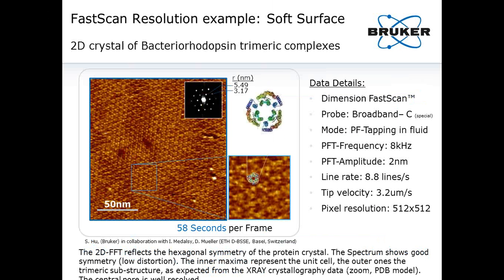This is a high-resolution example on the very soft end of the spectrum, a 2D lattice of protein complexes suspended on a mica surface in buffer solution. A soft cantilever was chosen for this experiment. The 2D FFT analysis gives a good indication of resolution. The hexagonal lattice is clearly visible with the second order at 3.17 nanometers and sharply defined maxima in the spectrum. We will look at some more interesting detail of this measurement later.